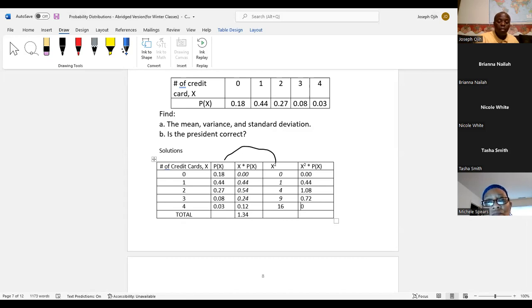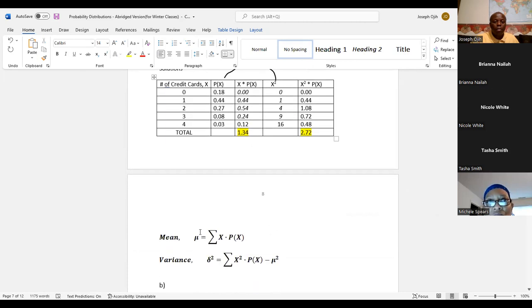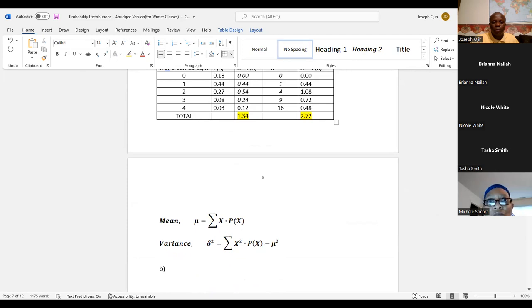We got 0.48. And when we add all of these numbers here, you're gonna get 2.72. You can double check it with your calculator. So we have this point here, and this point here. So that we have this one, 1.34, is x times px, and you can see it right here, x times px. So the sum of it is this one here.